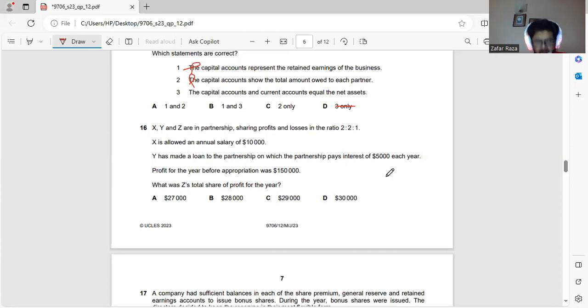Total profit before appropriation is 150,000 minus 10,000 salary. So residual profit is 140,000 divided by 5. Sorry, that means 28,000 is going to be the share of Z. This is the answer. The loan interest statement has nothing to do with this question.